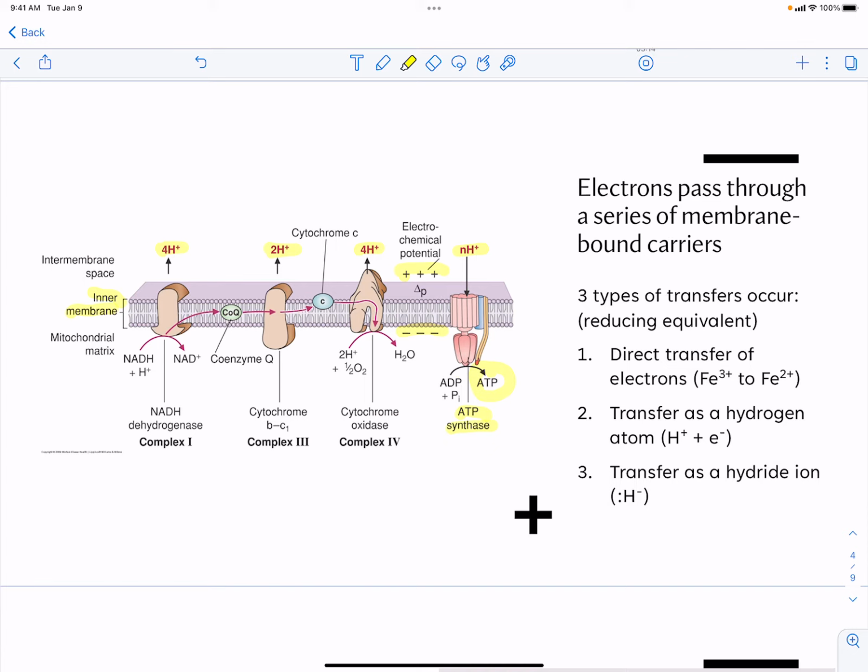We're going to have a direct transfer of electrons, and this can occur with iron-containing enzymes. We're going to have some that are going to transfer as hydrogen atoms and transfer as hydride ions.